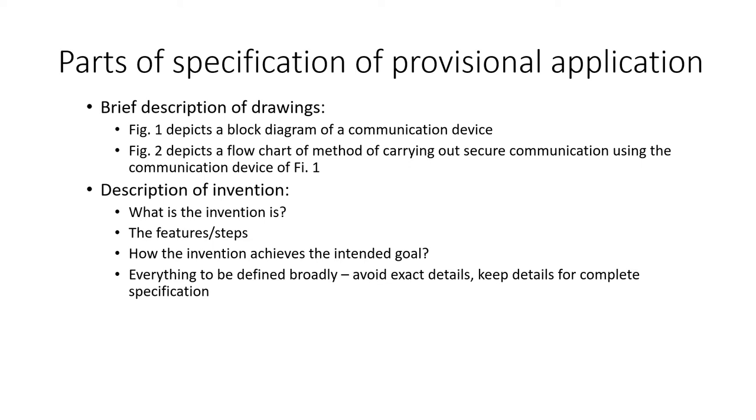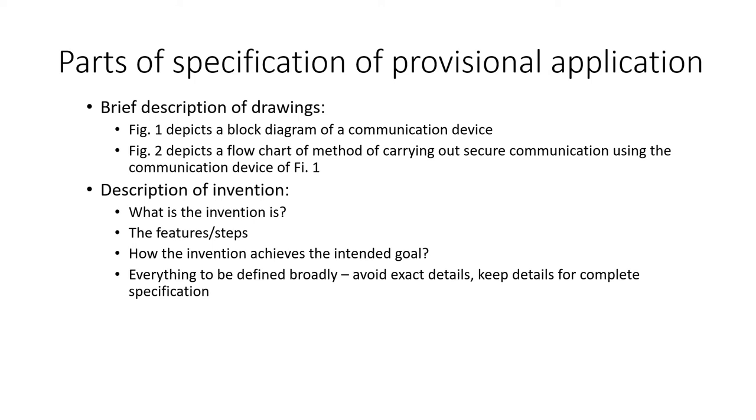The brief description of drawings provides a very brief description of what each drawing relates to. Suppose there are different figures that you may have included. For example, I have taken the communication device example, and here I have said that there are two figures. Figure 1 depicts a block diagram of the communication device, and figure 2 depicts a flow chart of a method that is implemented in the communication device of figure 1.